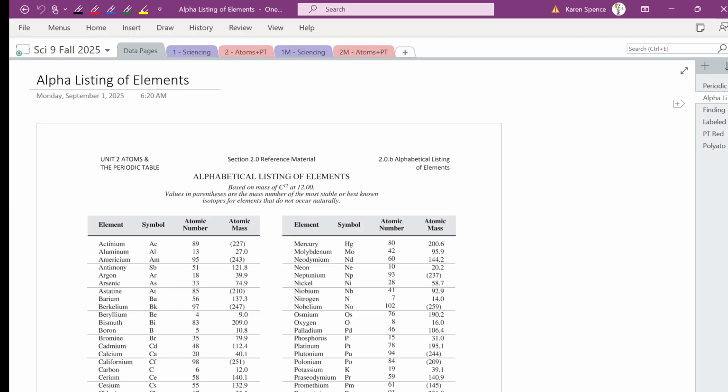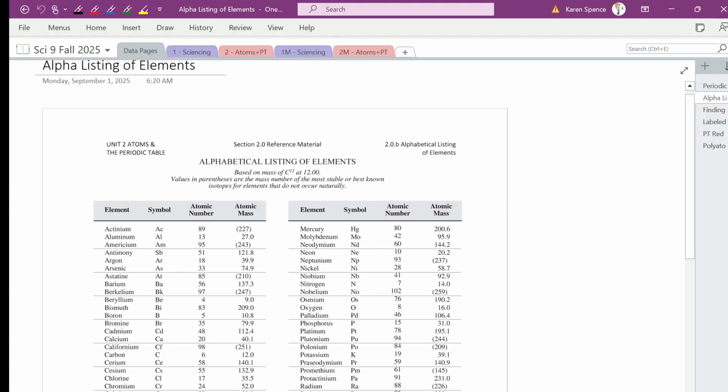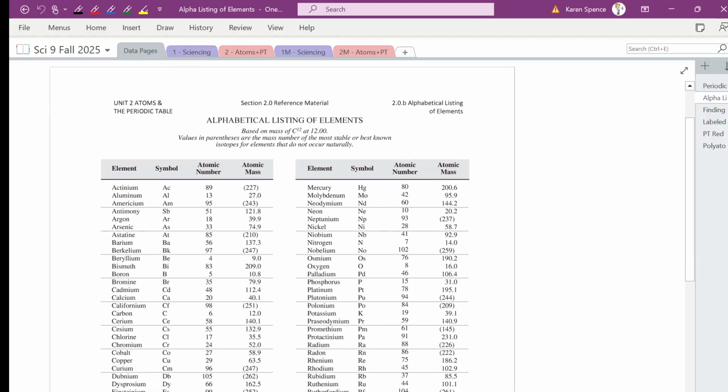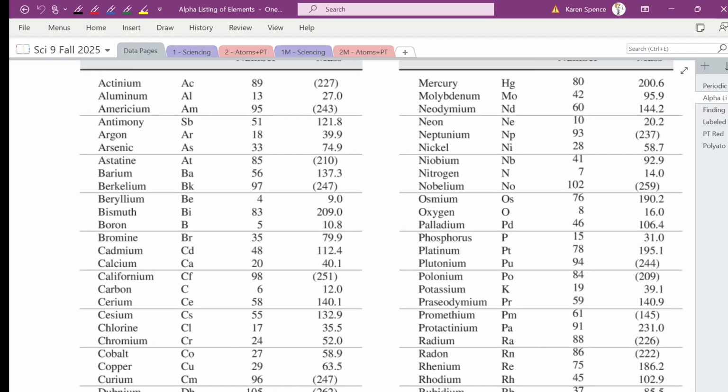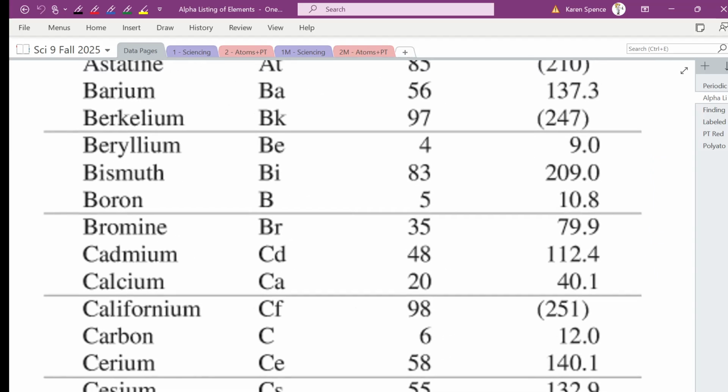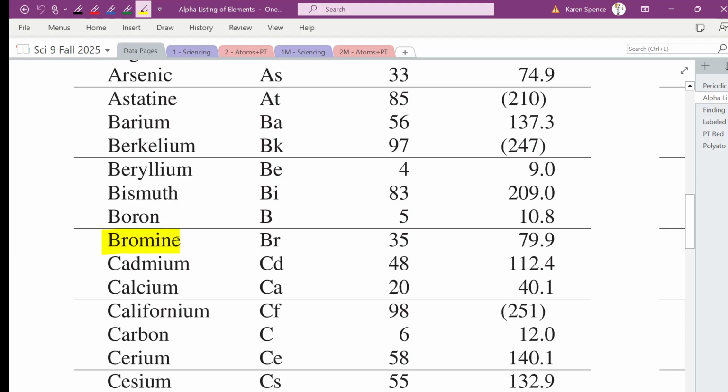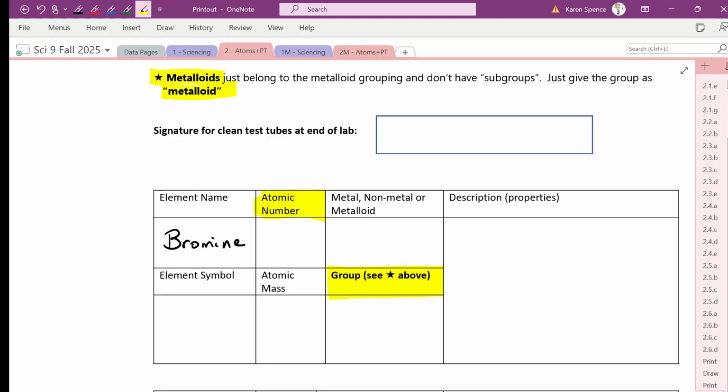And guess what we have? We have an alphabetical listing of the elements. So what you can do is for bromine, you can go, that would be under B. So here's bromine. And I can find that its symbol is Br. Yes, Br. So on our sheet, we can write the element symbol is Br.